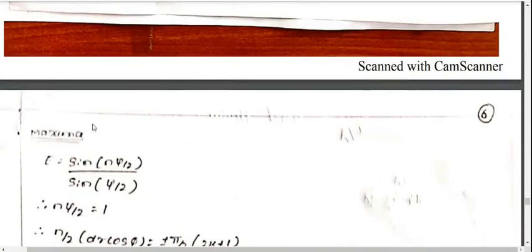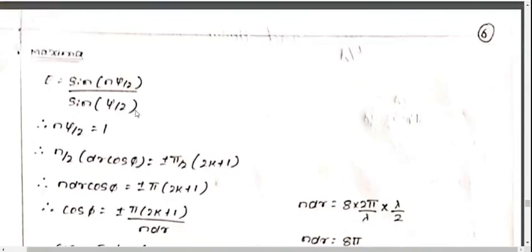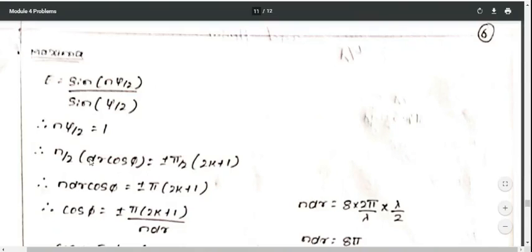If we want to find the pattern maxima, again sin(n psi by 2), psi by 2 should be equated to 1. Or the sine of something should be equal to 1, that is sine of 90 is equal to 1. So you can substitute the value of plus or minus pi by 2 into 2k plus 1 here. What is psi here? Psi is nothing but here dr cos phi plus delta. Delta is already equal to 0, so n by 2 dr cos phi here.